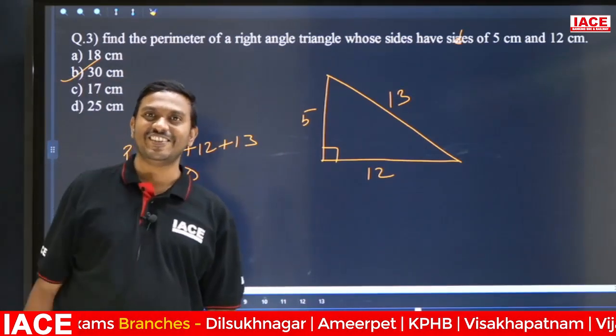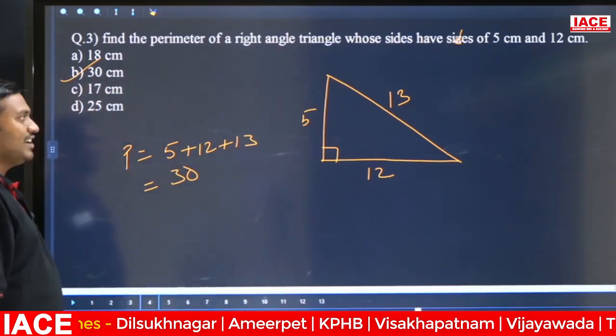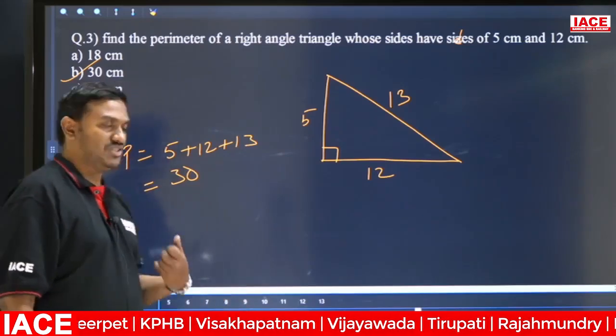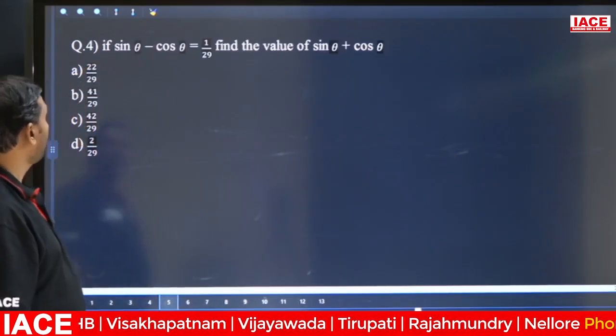Simple, direct question is given. In a right angle triangle, if we know 2 sides, the third side we automatically know, because we know the triplets, right? Then next one.